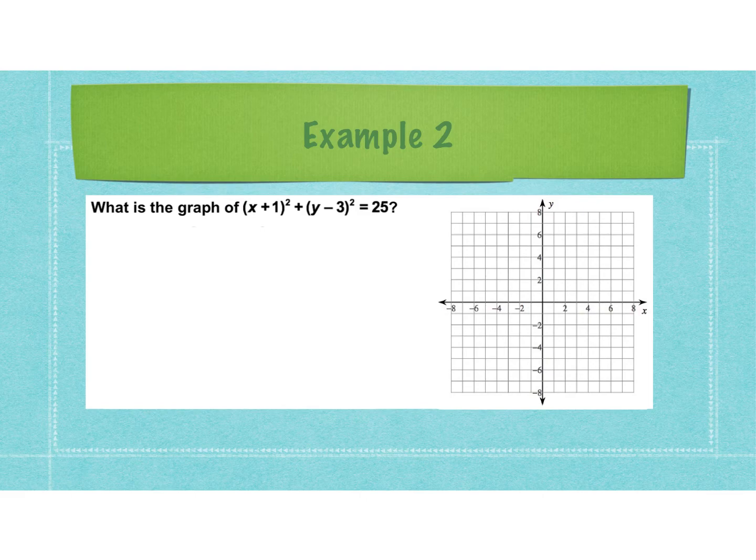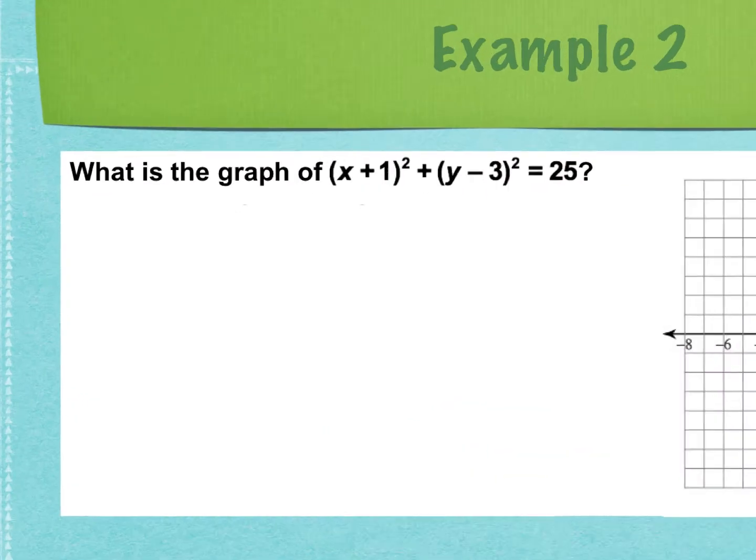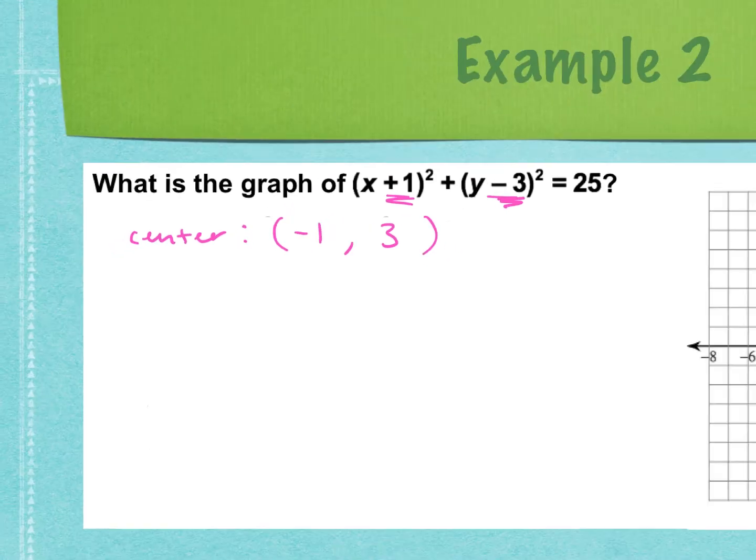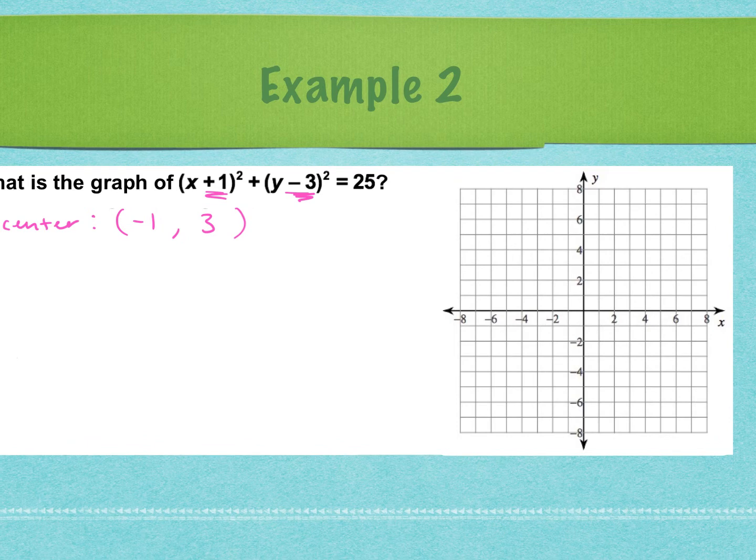So what is the graph of x plus 1 squared plus y minus 3 squared is equal to 25? So first thing we have to do is the same thing, find the center and the radius, and then we'll just put it on our graph. So it's just one more step. So what would our center be? Negative 1 comma 3. Perfect. We get those numbers from these two, and we just flip the signs. Let's put that on our graph. So we go to the left to negative 1 and up 3. So that's our center.